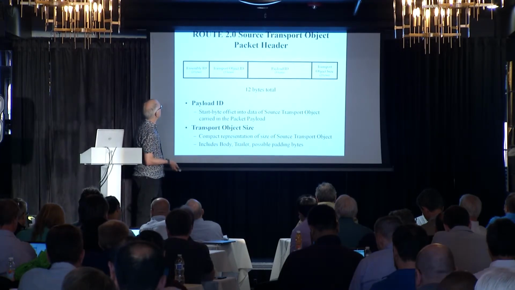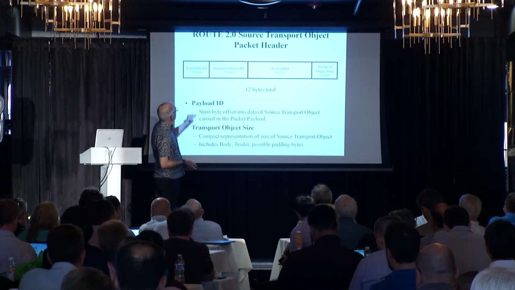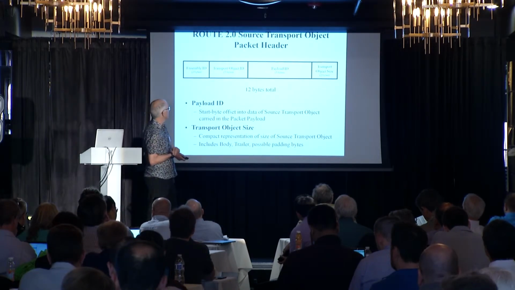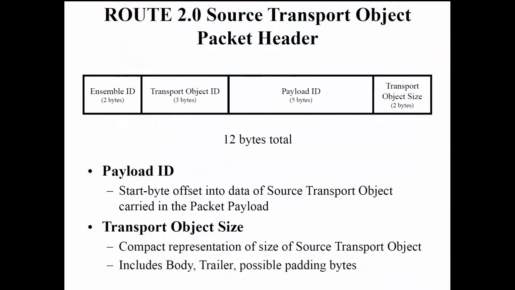All right. So here's a source transport object packet header for 2.0. It has an ensemble ID. It has a transport object ID. It has a payload ID, which identifies which part of the transport object is carried in this packet. And it has a transport object size, which says what's the total size of the source transport object you're carrying. Okay, and it's 12 bytes in total, so it's not very big.